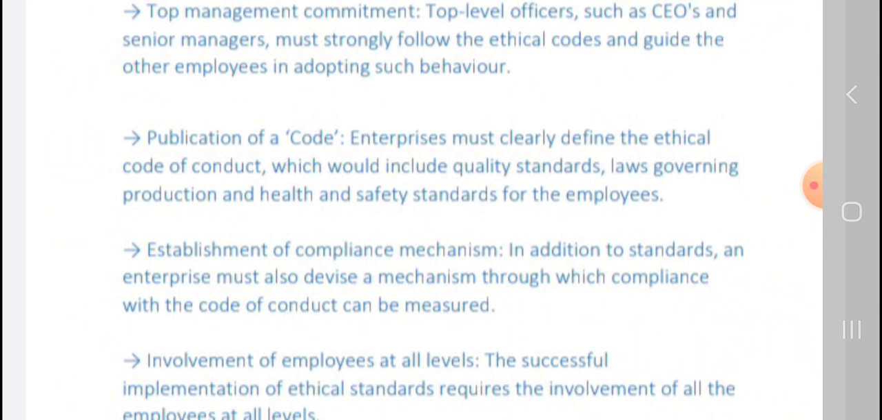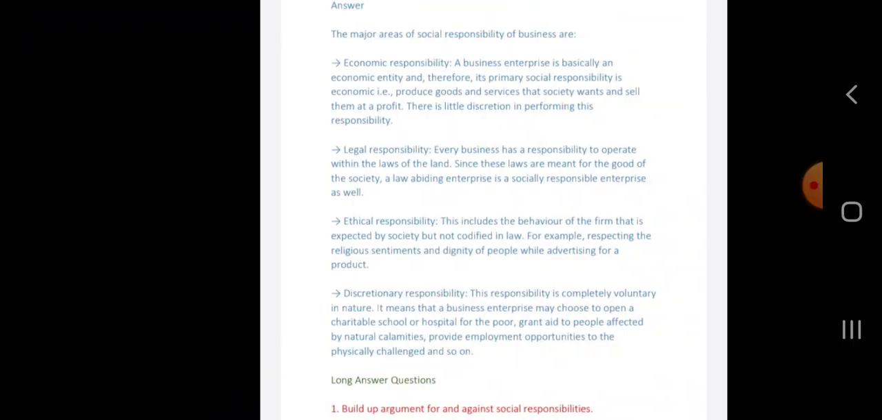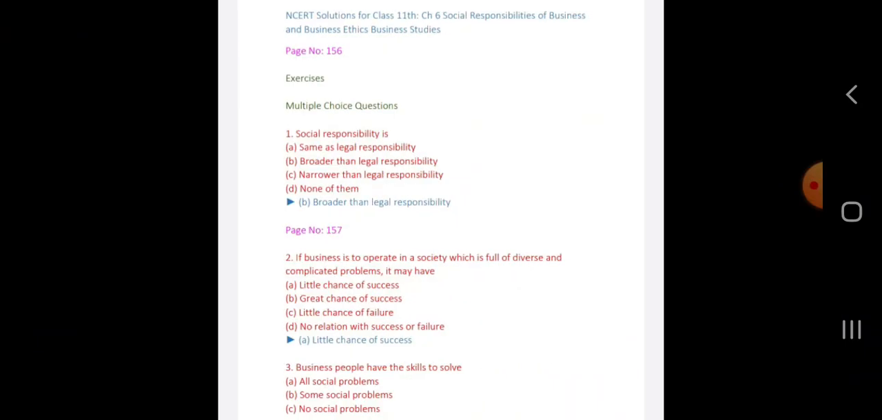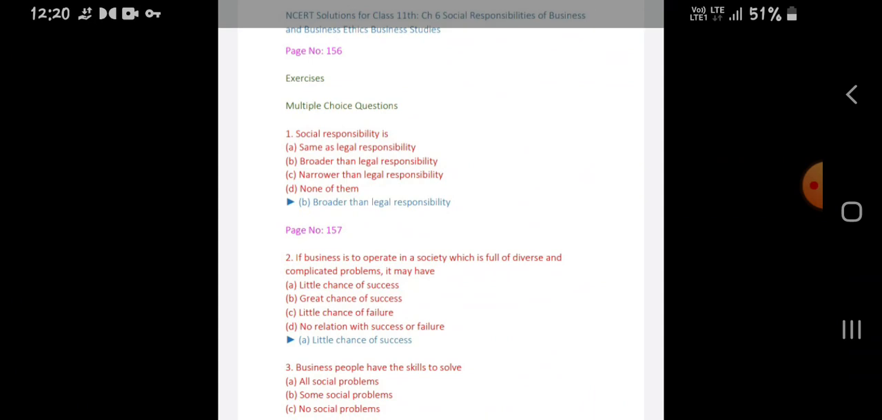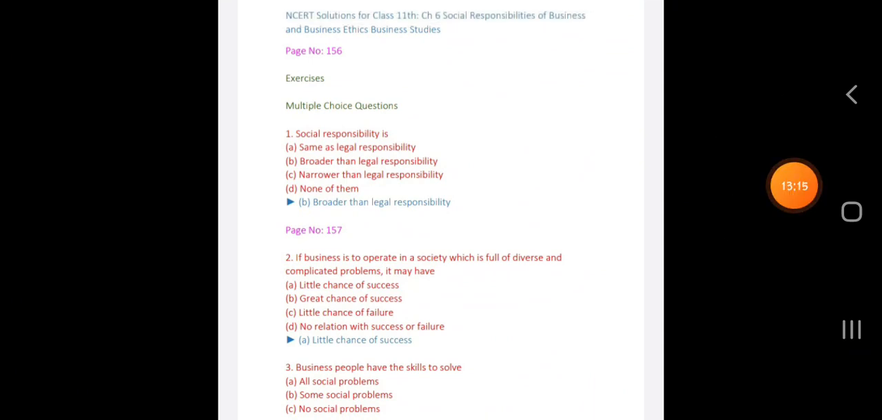Let us know about the various elements of business ethics. Business ethics has various elements like top management commitment, publication of a code, establishment of compliance mechanism, and involvement of employees at all levels. Okay friends, this was your chapter, business ethics and the social responsibility of business.